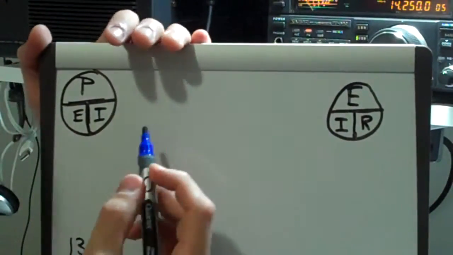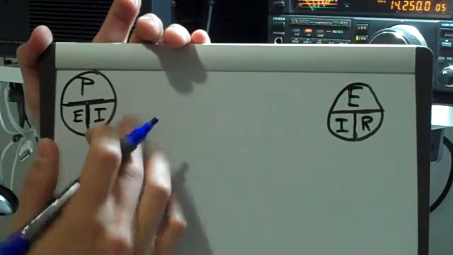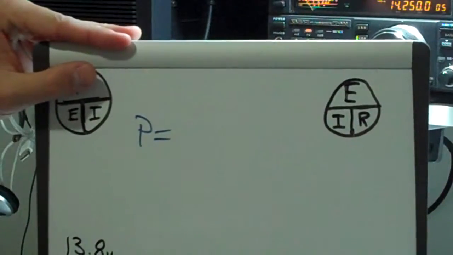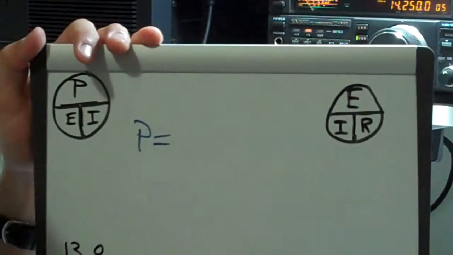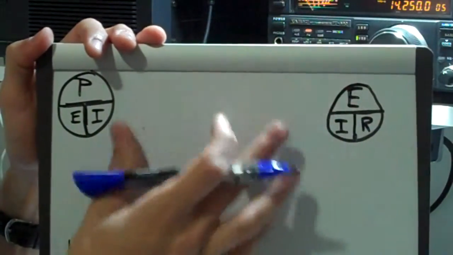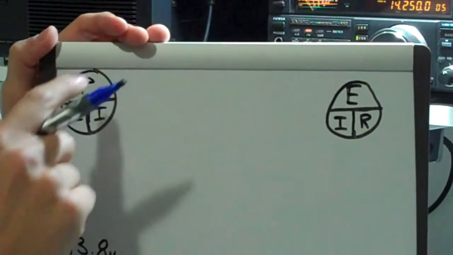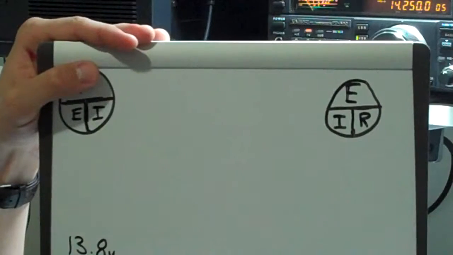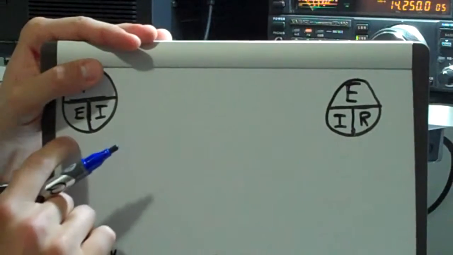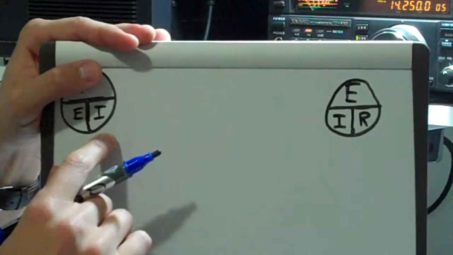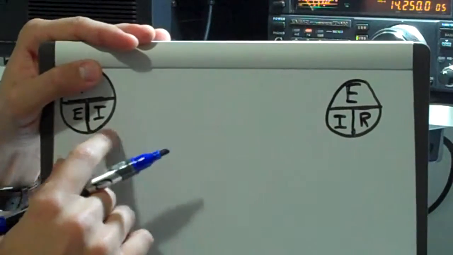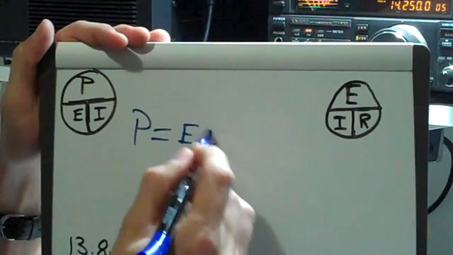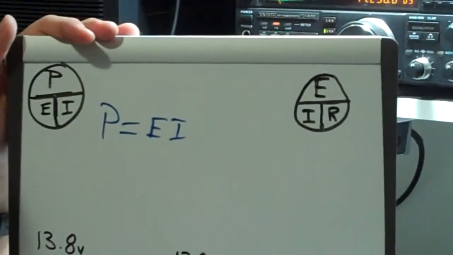All right, so if you know the power, you cover the P. Or I'm sorry, I cannot speak what I'm thinking in my head this evening. If we're looking for P, we cover the P, and that's going to tell us that we multiply volts times amps, electromotive force times current. So that would be power equals EI. There we go. That makes a little more sense.